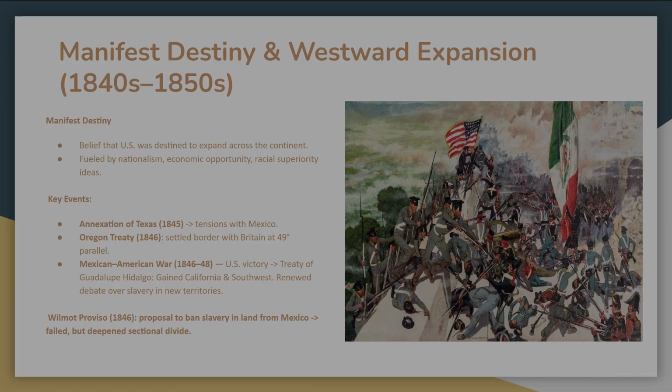There's also a piece of legislation called the Wilmot Proviso, which proposed to ban slavery in land from Mexico, but it failed and deepened the sectional divide. This is actually very important because it shows that there would never be an official compromise, and people would always be on different sides, even though it doesn't even get passed.